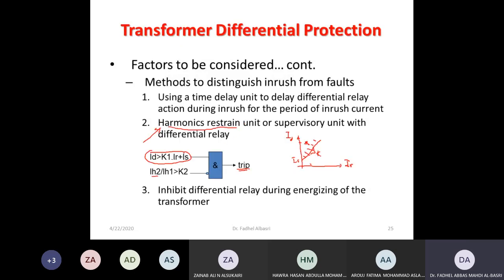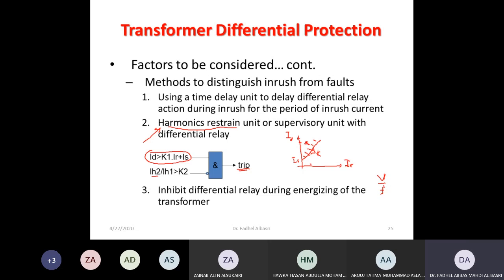Now let's apply this in the following example. I will not consider one more issue in transformers, which is when the core saturates. This is transformer core saturation, not CT saturation. When the core gets saturated because the voltage is high or the frequency is low, we use the V over F ratio as an indication of saturation.